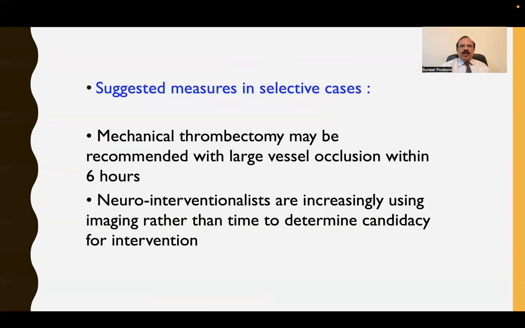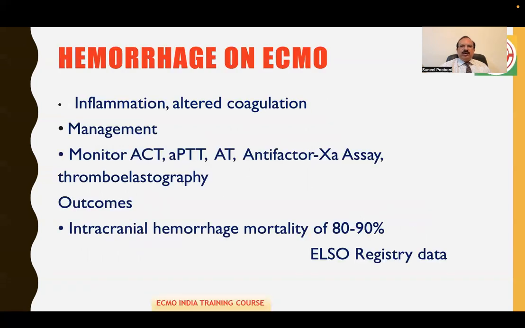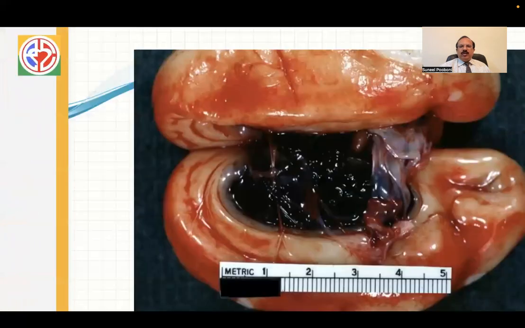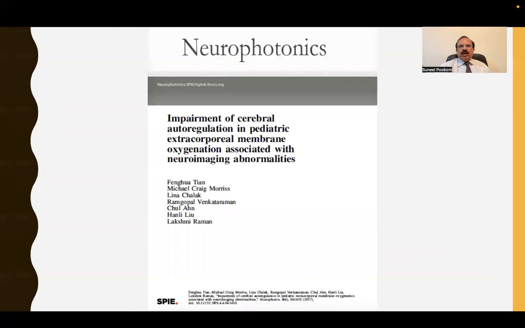meeting decisions. Suggested measures in selective cases could be mechanical thrombectomy if possible within 6 hours. But these days, neurointerventionalists have been increasingly using imaging rather than the time to determine the candidacy for intervention. Hemorrhage on ECMO is possible. Monitor and study the coagulation parameters. Intracerebral hemorrhage and intracranial bleeding have a mortality of 80 to 90%. This is how it can look in neonates.